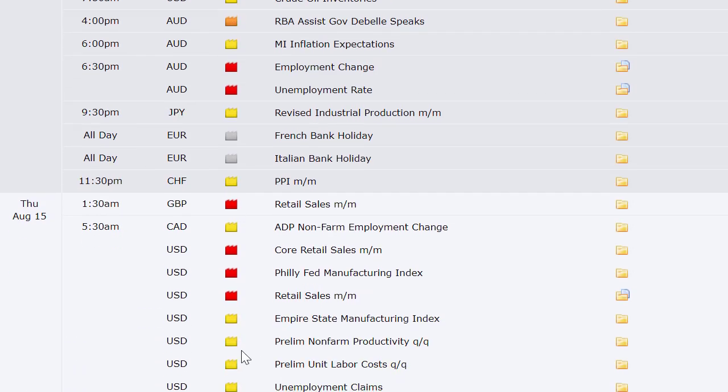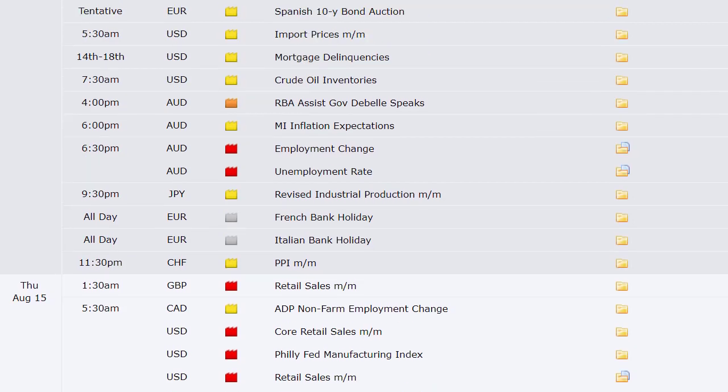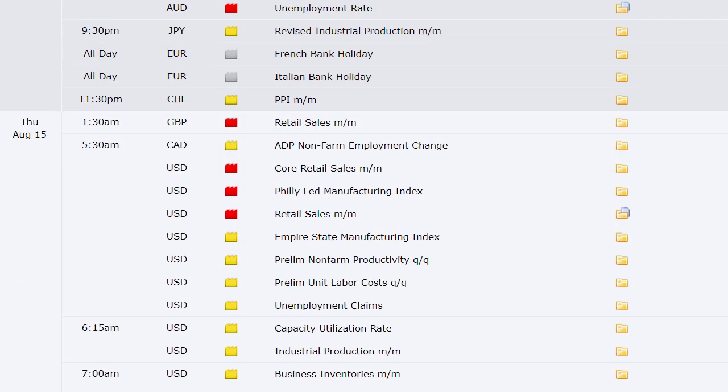Empire State Manufacturing Index, non-farm payrolls, and the weekly initial. No, that's definitely 6:30 a.m. And weekly initial and continuing jobless claims numbers, feel like this is off by an hour. I don't know why. Capacity utilization and industrial production at 6:15 a.m. Eastern Time. Business inventories, NAHB Housing Market Index here in the U.S., natural gas, TIC long-term purchases.